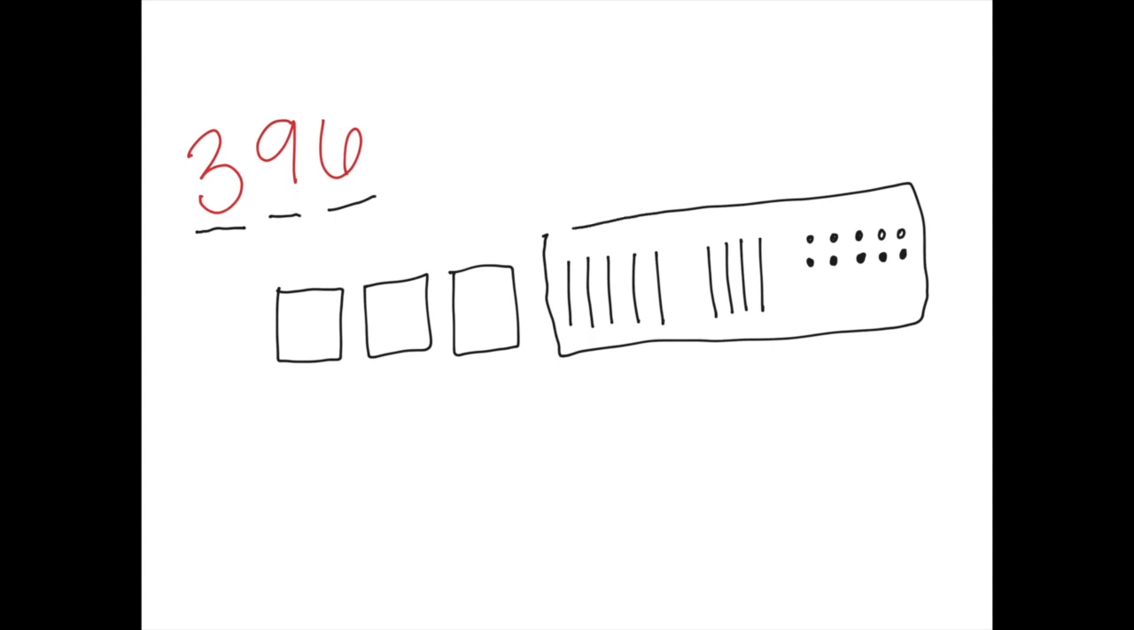So now that I've gotten to my next 100 number, I can put a big box around all of this so that I know that I have 100, 200, 300, and 400. Now, if I wanted to keep counting, I would start by drawing some more ones.